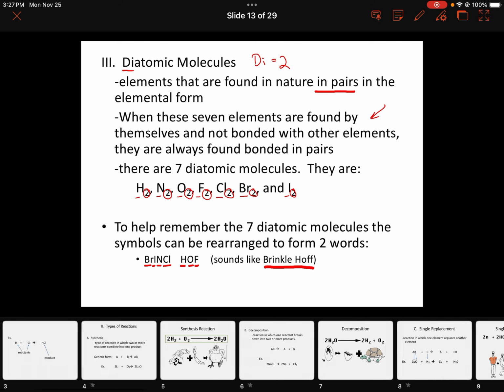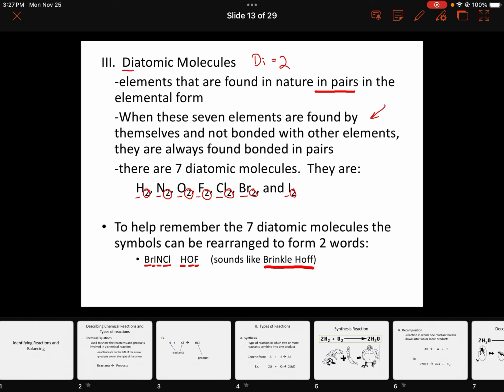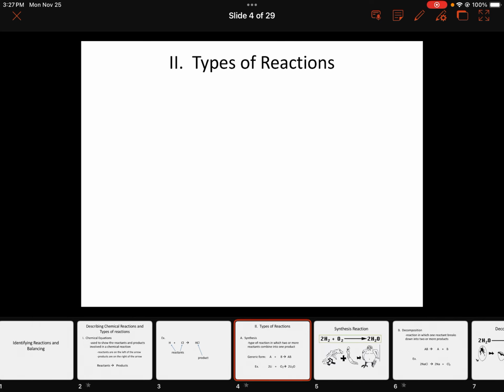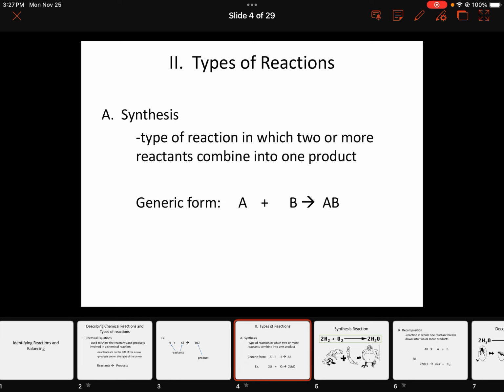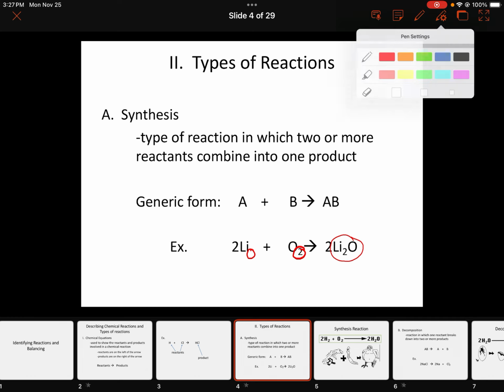Showing some of these, though, if I go back to the types of reactions and some that we showed, if we go back earlier in our notes, this 2, for example, right here, oxygen is part of the Brinkelhoff, meaning when oxygen's alone, it's diatomic. It has to have a 2. If you notice lithium has a 1. Lithium is not part of the Brinkelhoff. Doesn't have it. It's just found all by itself. When we come over here, notice how the numbers change.